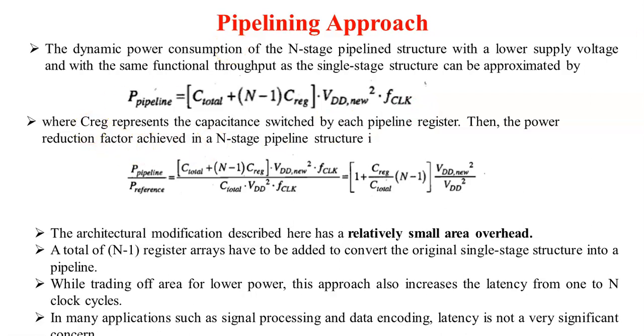Here C register is the capacitance switched by each pipeline register.